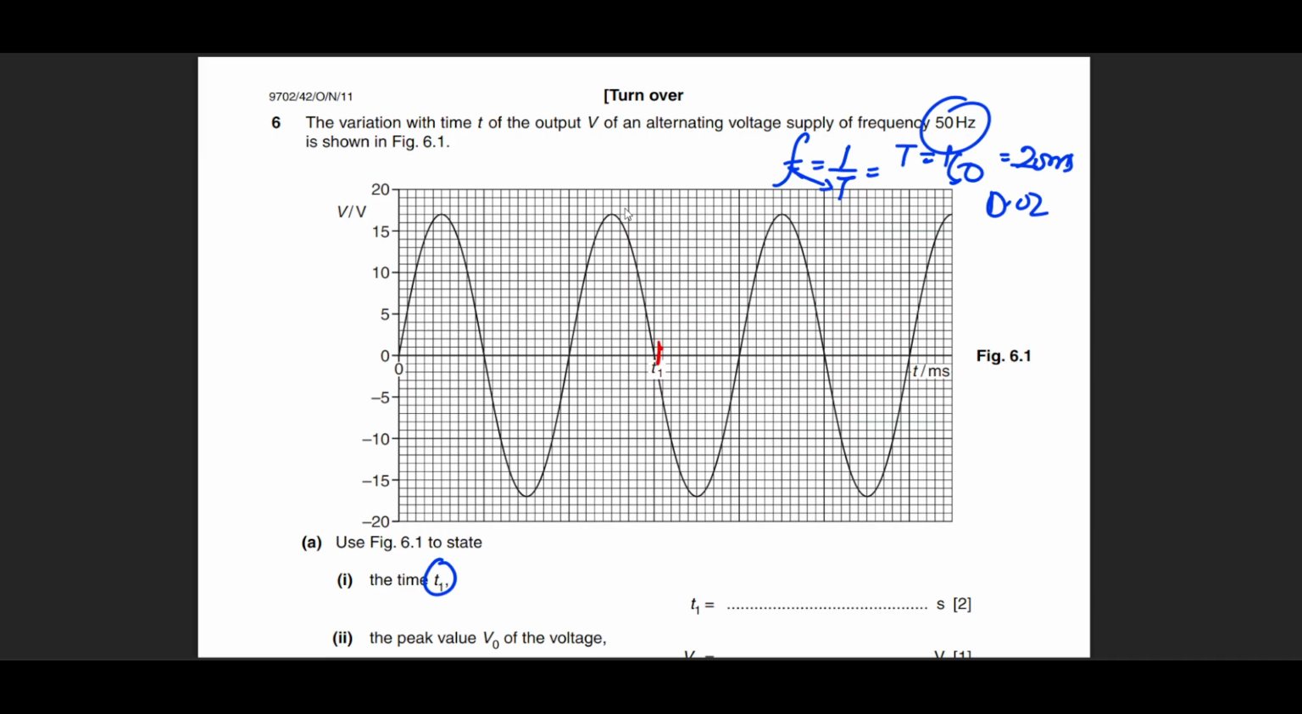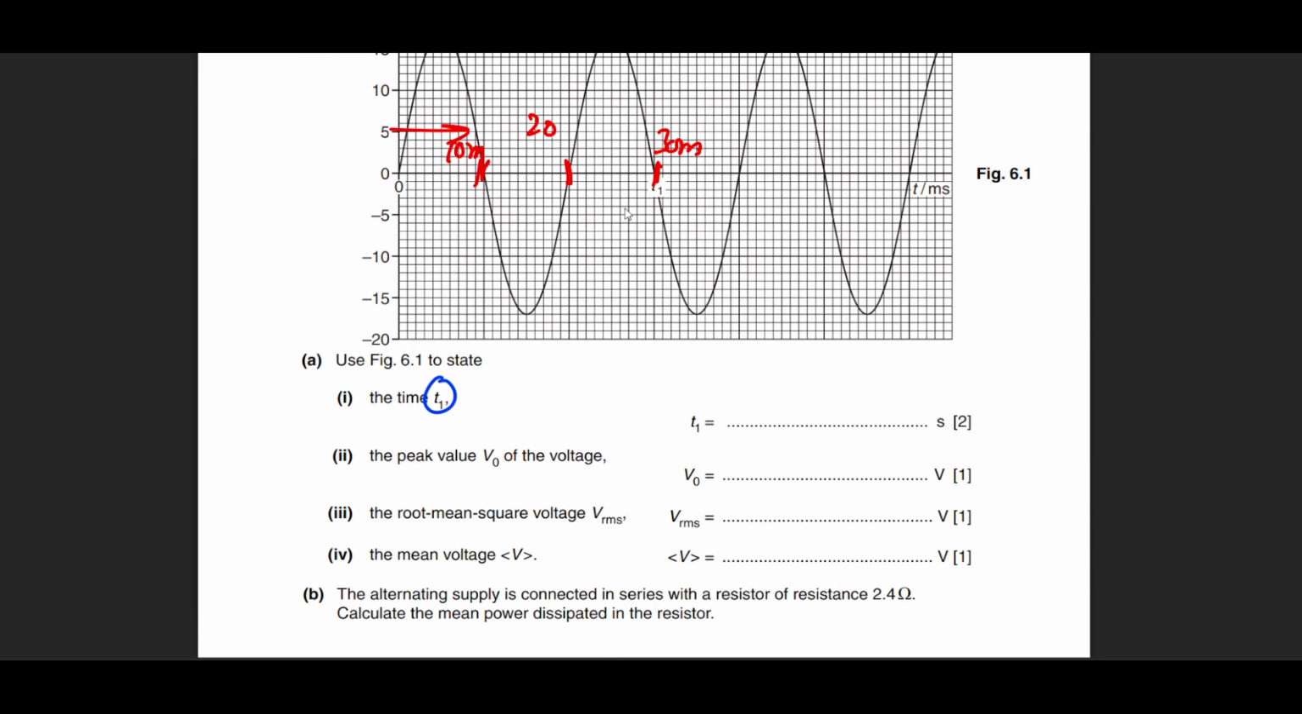So t1 is up to this point. This means that my complete wave is completing in 20 milliseconds. So this time is 10 milliseconds, and this will be at 30 milliseconds. A gap of 10 milliseconds is observed in one wave. So this is going to be 30 milliseconds.